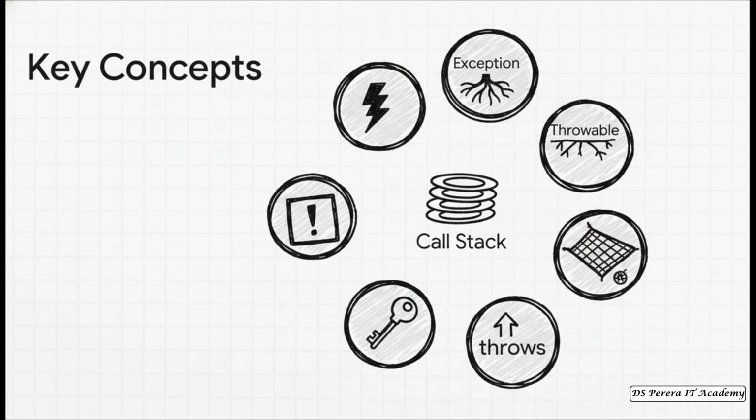These right here are the absolute must-know terms from today's lesson. An exception is a problem at runtime. Throwable is the big boss of all errors and exceptions. The call stack is the roadmap that shows us where the problem happened. Try is for our danger zone code, catch is our safety plan, finally is our guaranteed cleanup, and throws is how we pass the problem to someone else. Make sure you're comfortable with every single one of these.